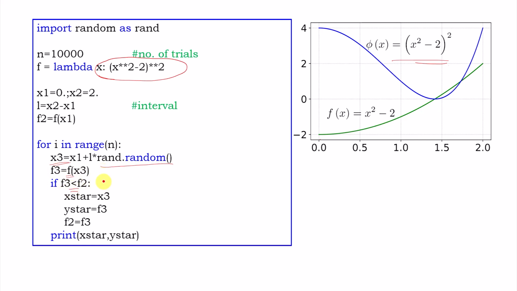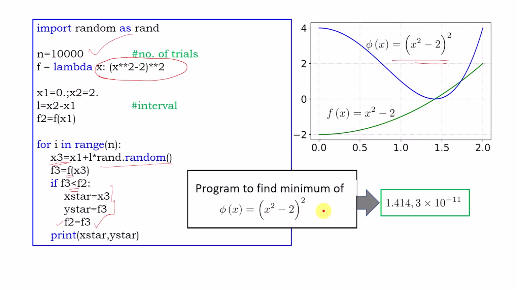Now I come in this loop. If f3 is less than f2, it is not greater than anymore because I am minimizing now. If f3 is less, then I say that, well, this is my minimum. So I put my x star, y star there, and then I store this value as f2. I keep on doing this for a large number of trials, and eventually I hope that I'll get the minimum of this function, which will be the root of x square minus 2 equals 0. That means it will be the value of square root of 2.